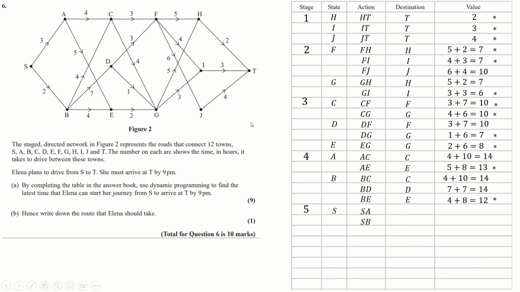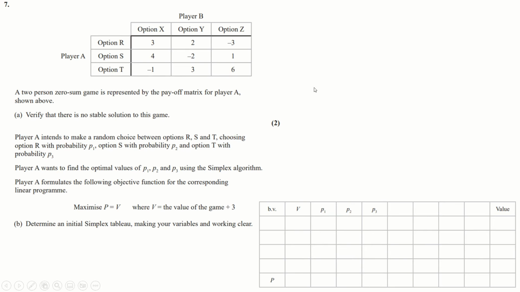S to A is 3, the best choice from A was 13, so that's going to be 3 plus 13. S to B is 2, the best choice from B was 12, so 2 plus 12 is 14. And we star that, and the best choice is to go, well, it takes 14 hours is the best journey. 9 p.m. take away 14 is 7 a.m., so that would be our starting point. And we should go S to B, to E, look for the stars, to G, to I, and from I to T, of course, and that will be our route.